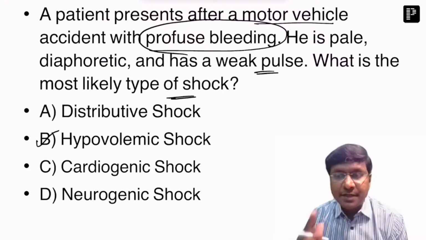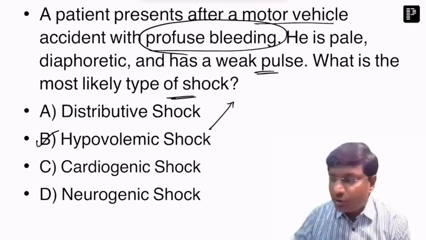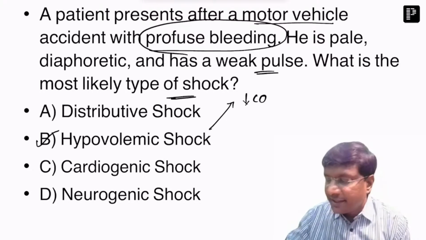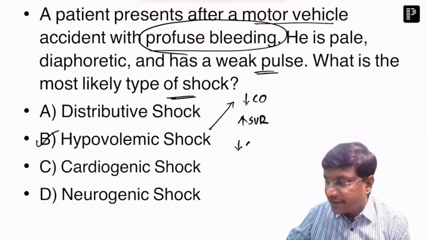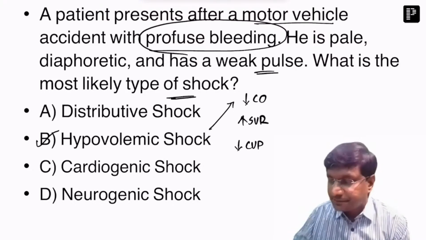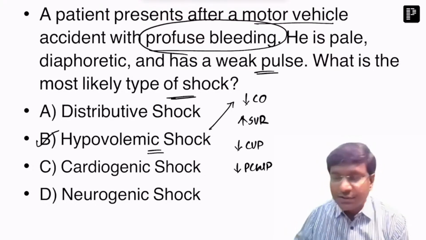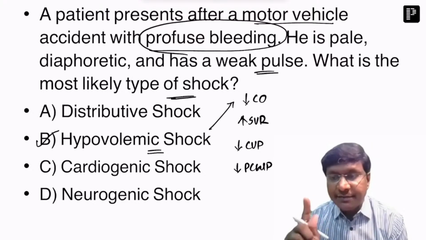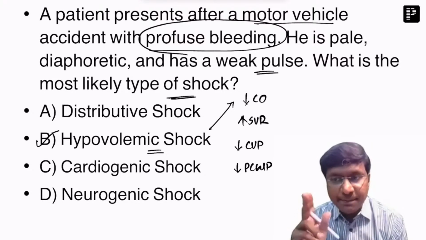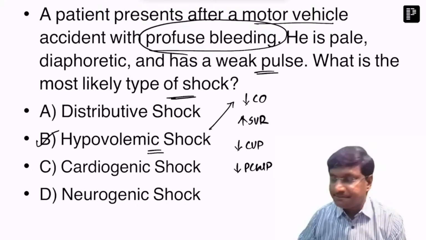And in hypovolemic shock, what is the hemodynamic profile? There will be decrease in cardiac output, increase in systemic vascular resistance, decrease in central venous pressure, and decrease in pulmonary capillary wedge pressure. That is what you will observe in hypovolemic shock. The extremities will be cool, and there will be delayed refill, weak pulses, and hypotension, right?